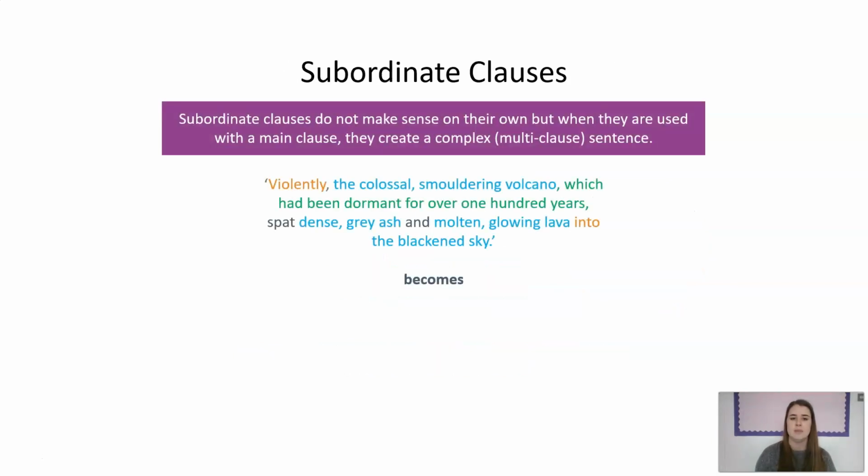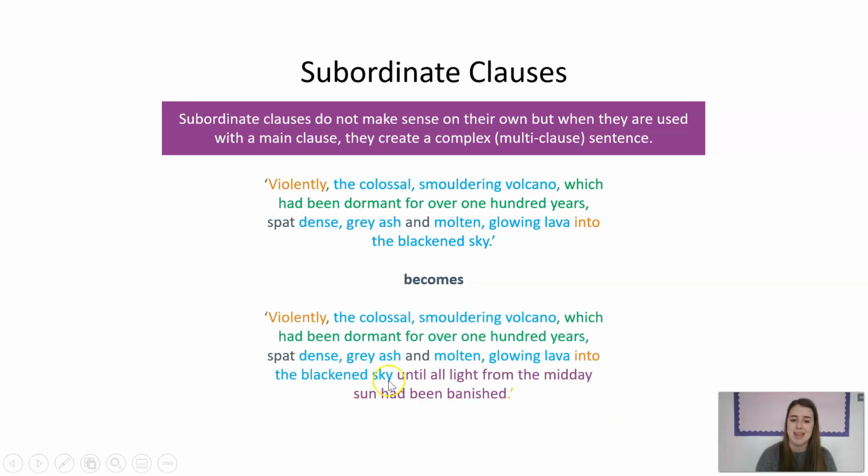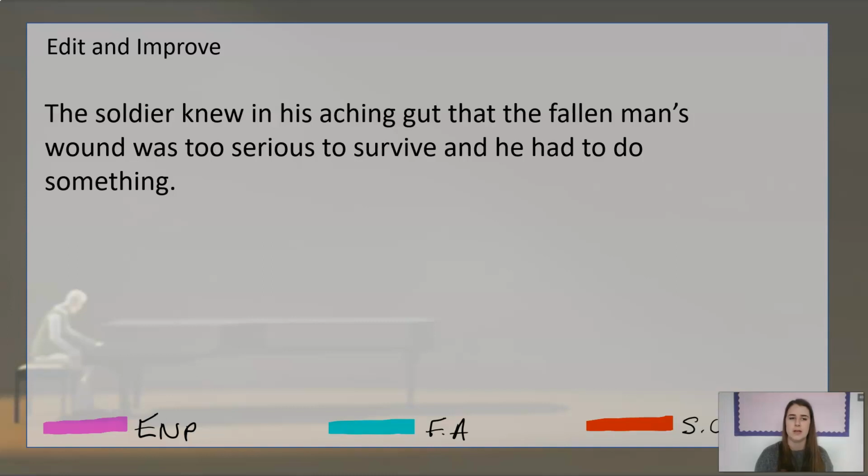Okay, well, here was my example here then. So, violently, the colossal smouldering volcano, which had been dormant for over 100 years, spat dense grey ash and molten glowing lava into the blackened sky. And here you can see I added until all light from the midday sun had been banished. Okay, so just adding that subordinate clause in the end has given it additional information. Okay, so what we're going to do here is we're going to have a go at editing and improving.